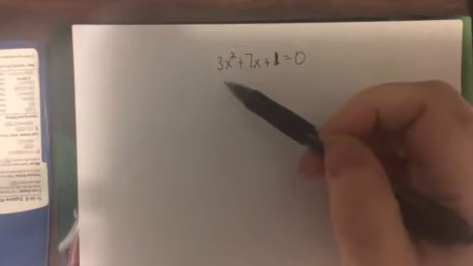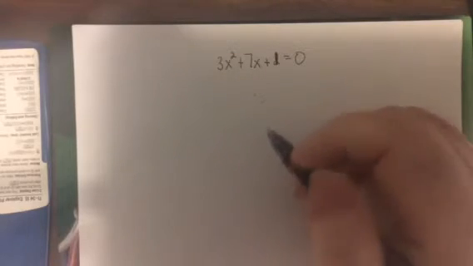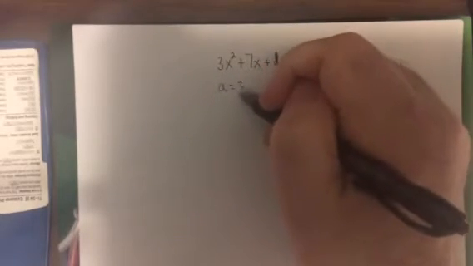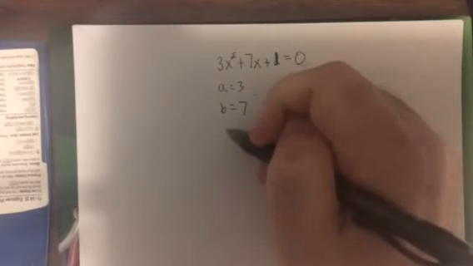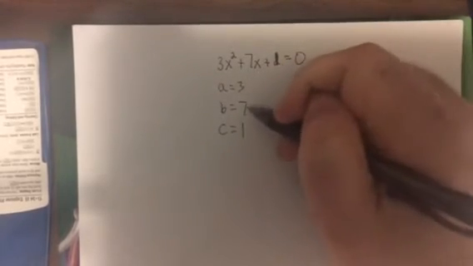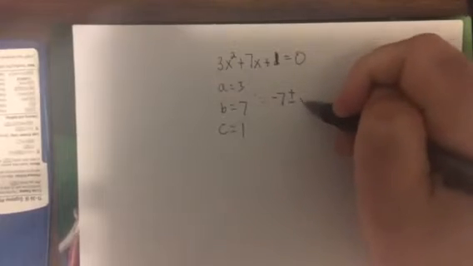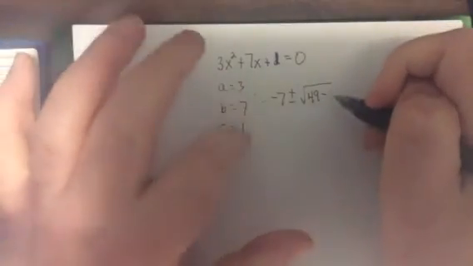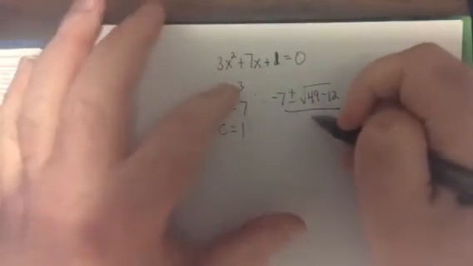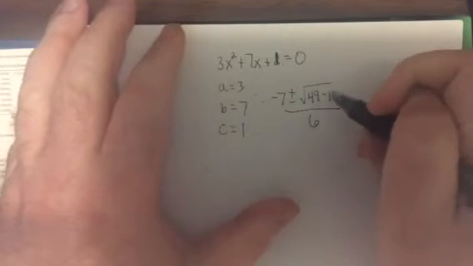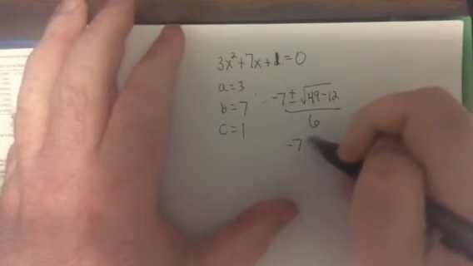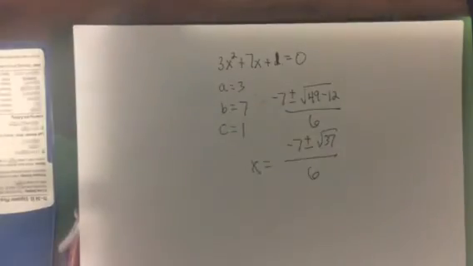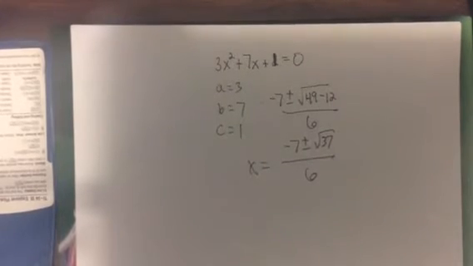So freeze the computer, solve this by quadratic formula, and then turn me back on. Okay, so it's already on one side, so A is 3, B is 7, and C is 1. So the opposite of B, plus or minus the square root of B squared minus 4AC, all over 2A. So that would be 37. And that's our answer. So sometimes you can't simplify, sometimes you can.